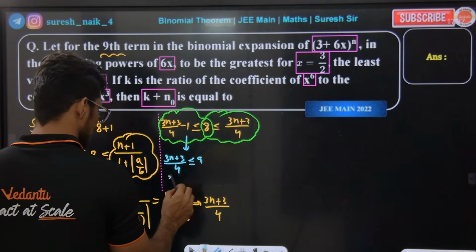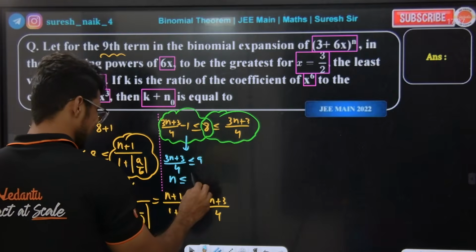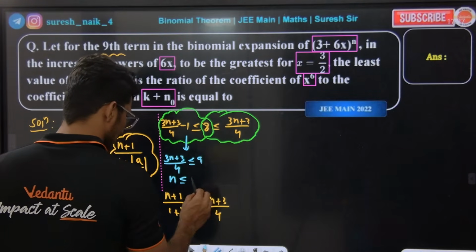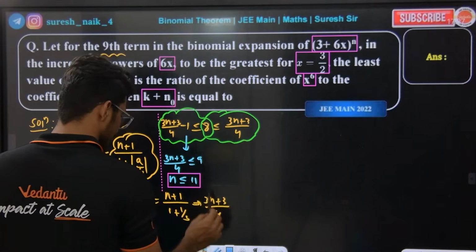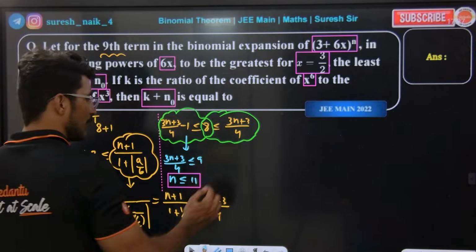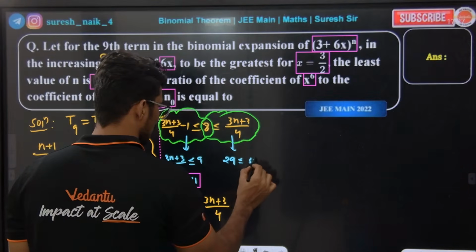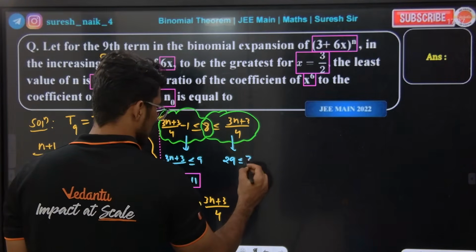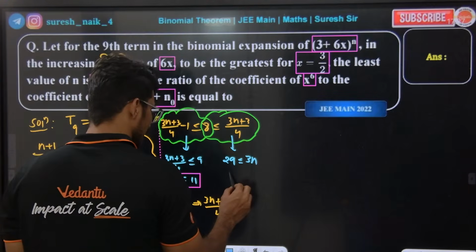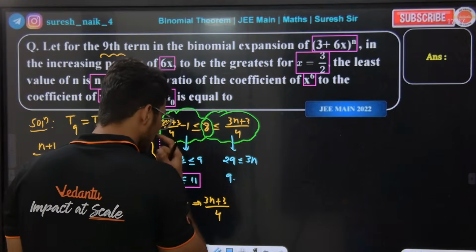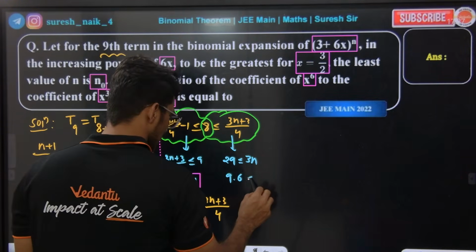So 36, n value na, n lesser than or equal to 33 by 3, so 11. N value lesser than or equal to 11. Okay, wow. N value lesser than or equal to 11 I got from this. Nalla pari, the calculation panni pari. Ipo idi solve panna enna varum? 29 lesser than or equal to 3n. 32 minus 3 is 29. So 29 by 3, point how much? 9.6. Correct, 9.6 less than or equal to n.